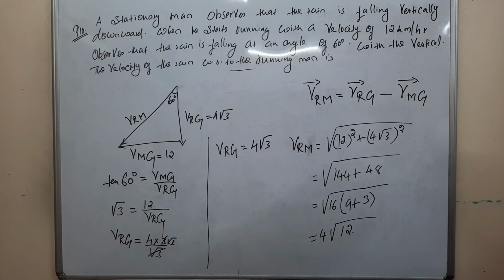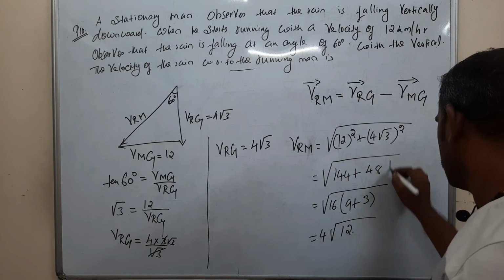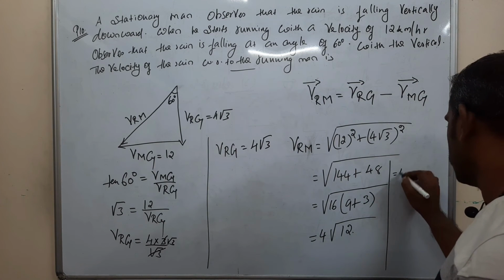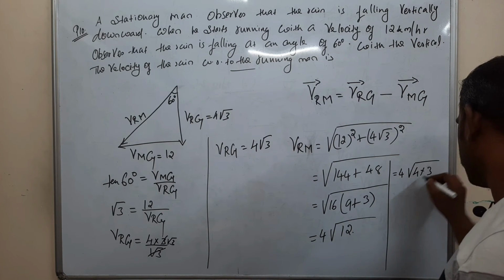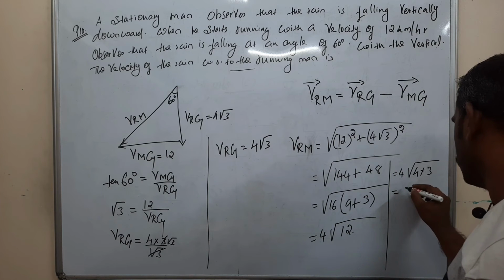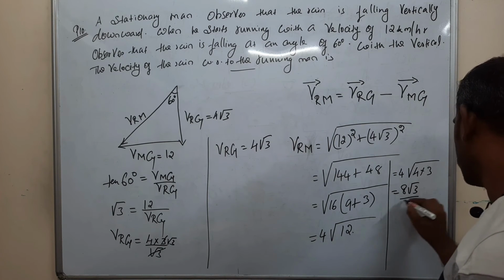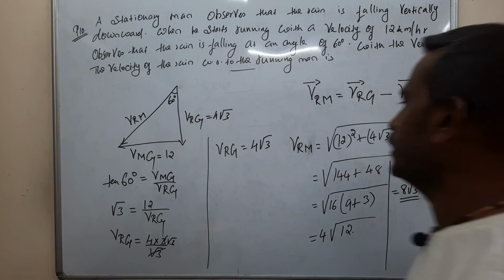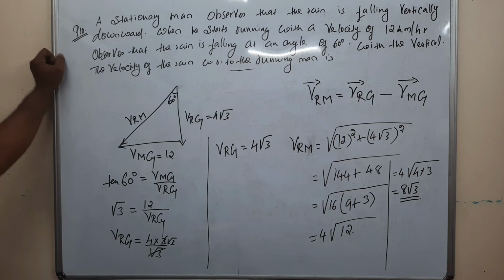Again we can write 12 as 4 into 3. So that's equal to 4 into the square root of 4 into 3, that is 4 into 2, which is 8. So 8 root 3 is the answer. Clear?